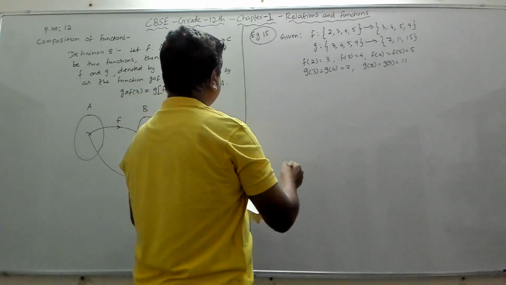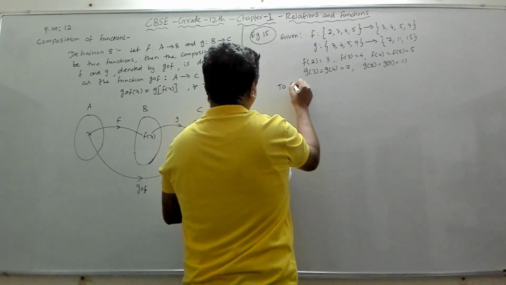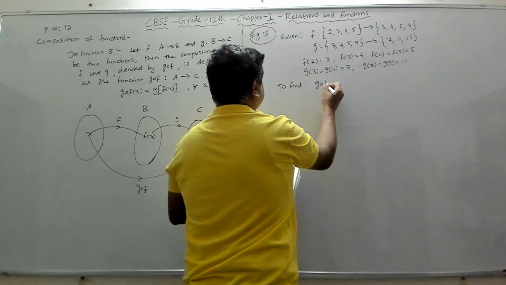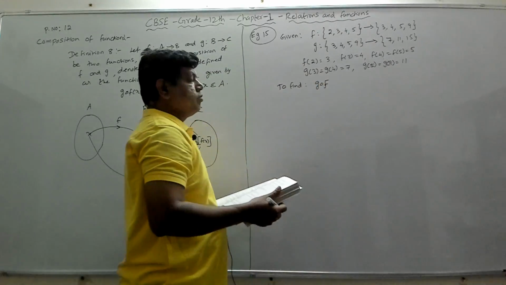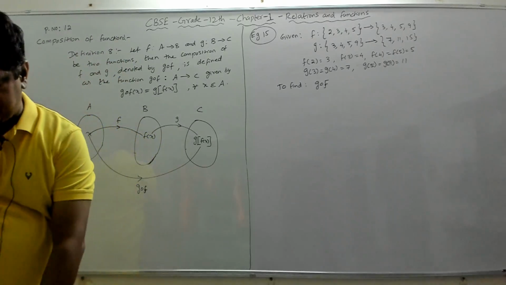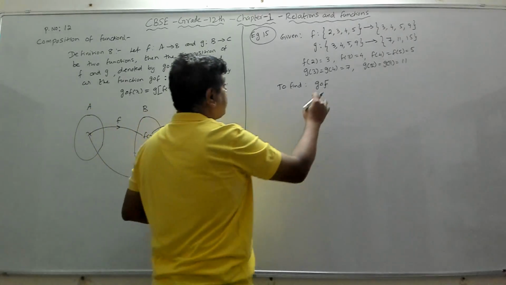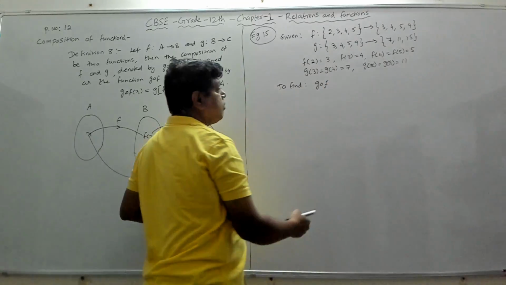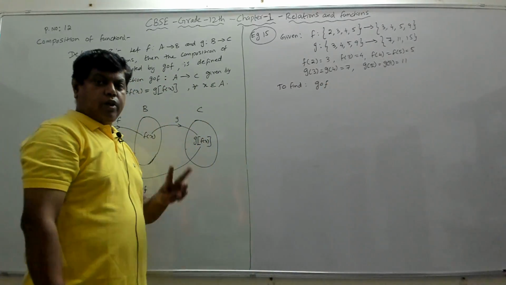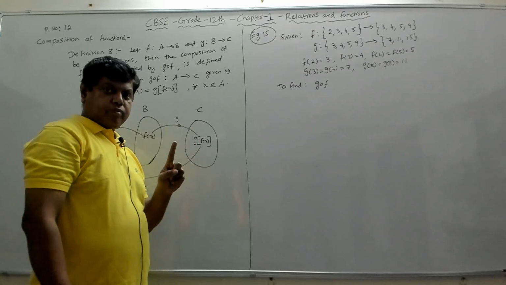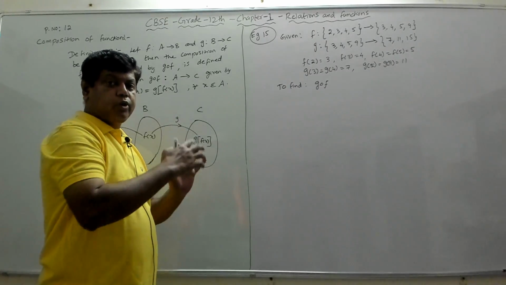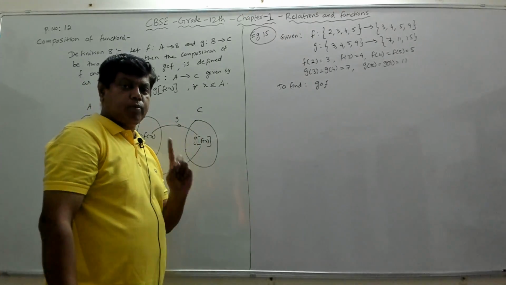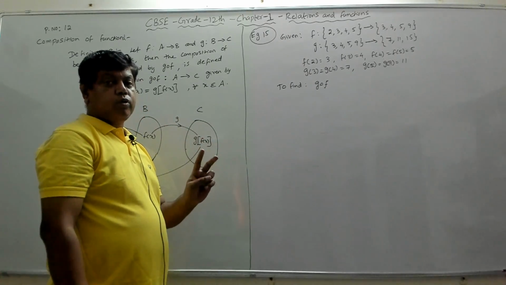We have to find the function g of f. What is the function g of f? Now whenever we want to find any function, there are two things that we need to find. One is which set the function is from and to which set. We should know the domain and the codomain of the function. That is step 1. Step 2 is we should know the definition of the function.